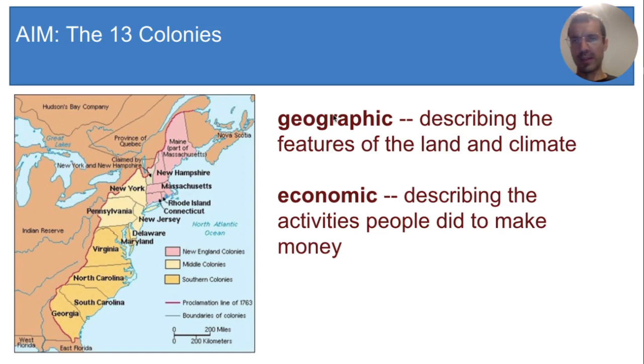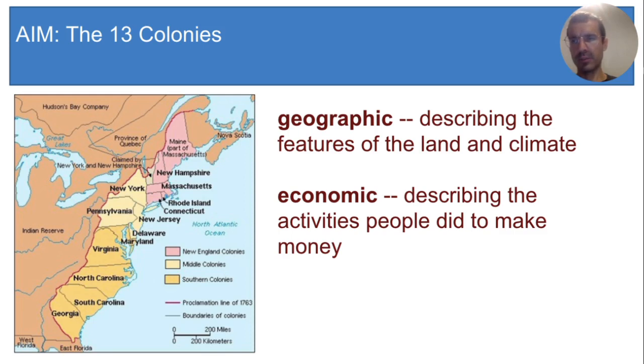When I say geographic characteristics, I mean things related to the land and the climate or weather. And when I say economic characteristics, I mean things related to making money. In other words, what types of work were most common. Geography and economics are related to each other because geography affected economics. Each region's land and weather impacted which natural resources were available there.